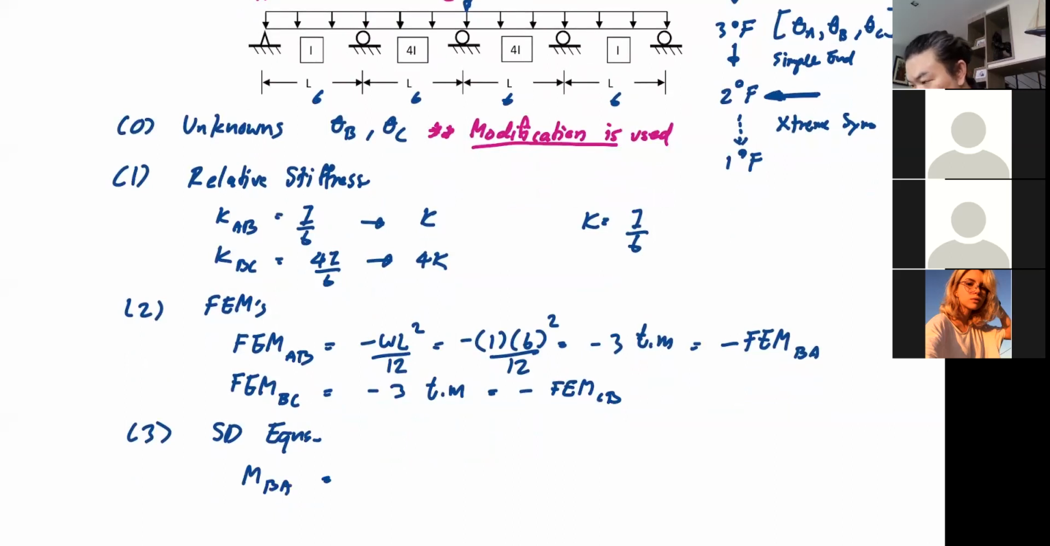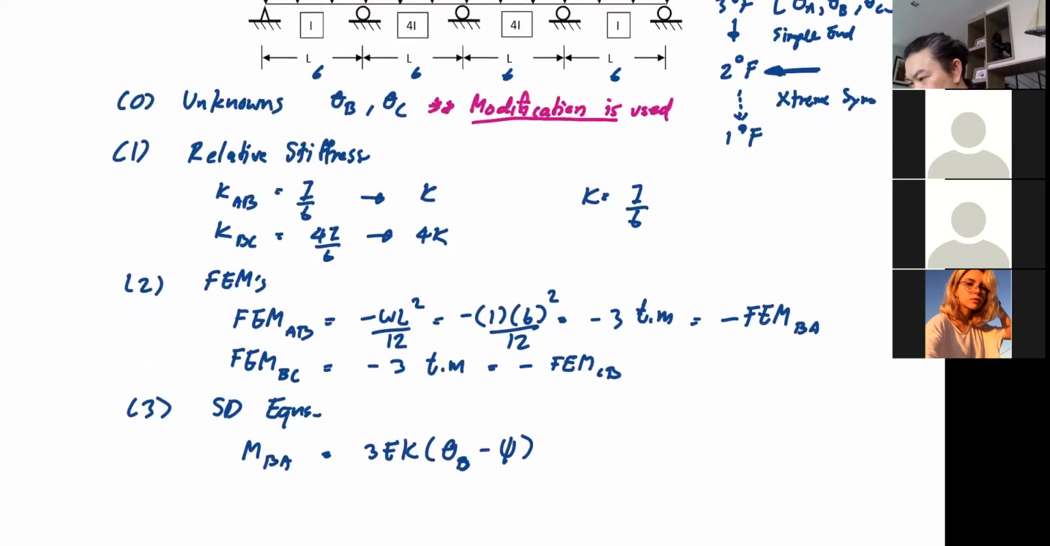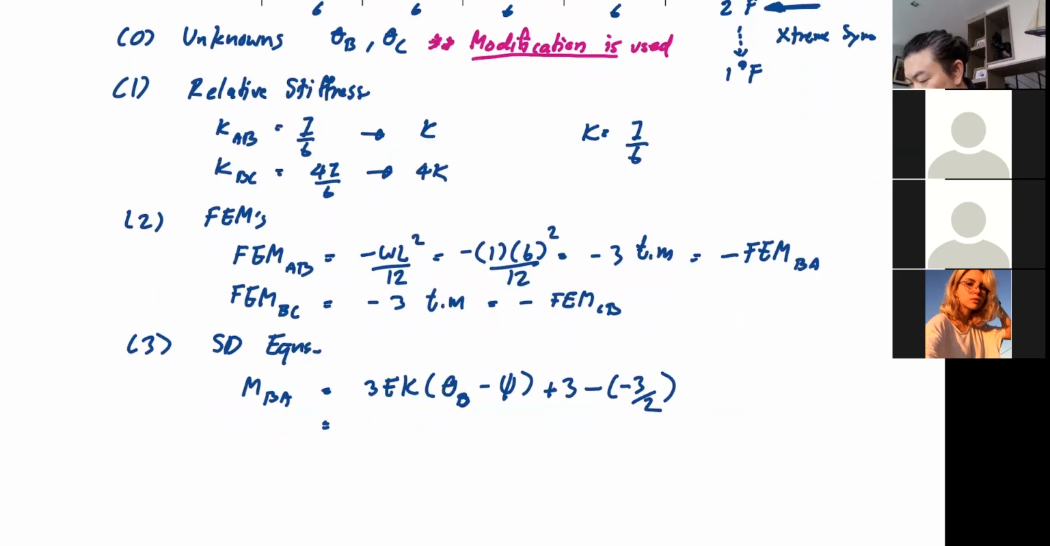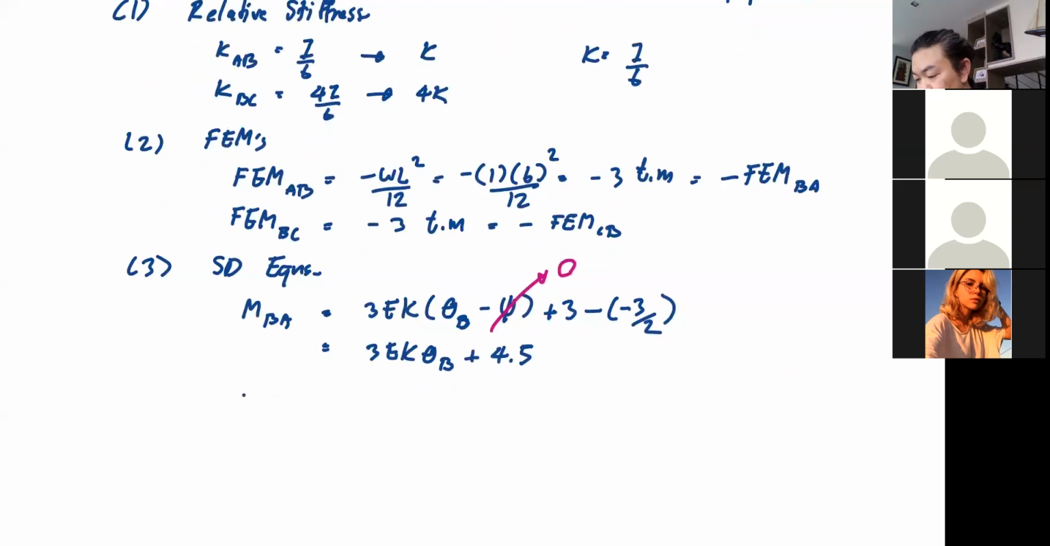So now with this, I can just write my MBA. That's going to be equal to 3EK theta B minus psi, and then because it's MBA, the fixed end moment is 3 minus 3 over 2. It's my MBA. And because we don't have any joint displacement, that is 0. So we have 3EK theta B plus 4.5.